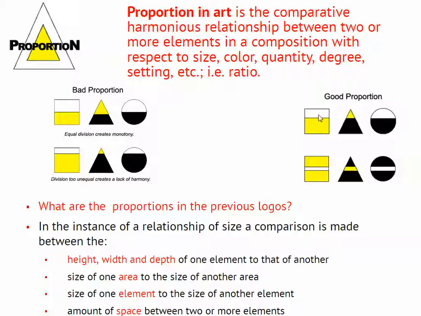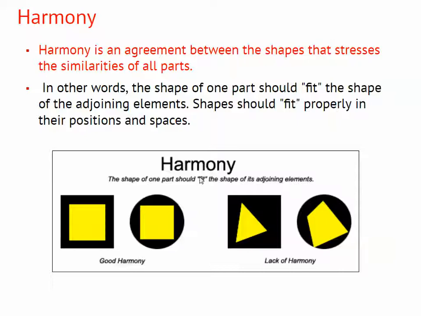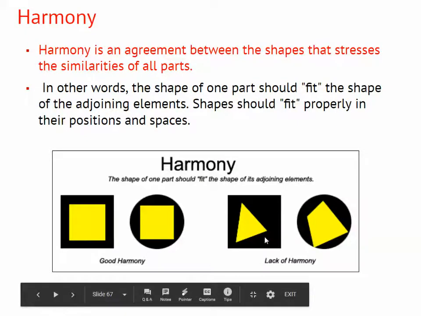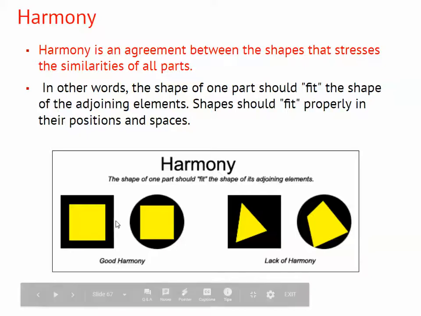So same thing here. We like this proportion. This is too small. So instead of a third, it's like a fifth or something. It's a little bit too small. And it's interesting that for some reason we like some proportions and not others. Oh, here's another idea of harmony. So we like this. We don't like this. This would be on like a regular logo.